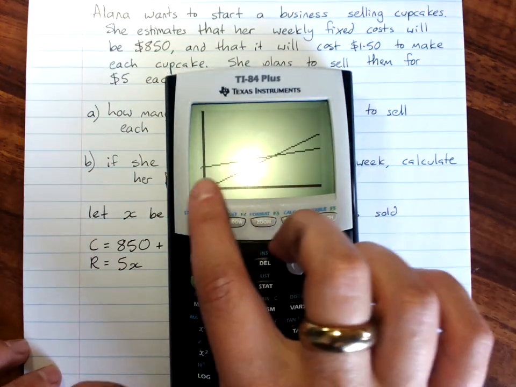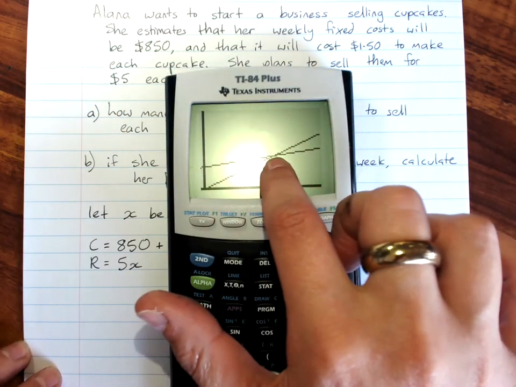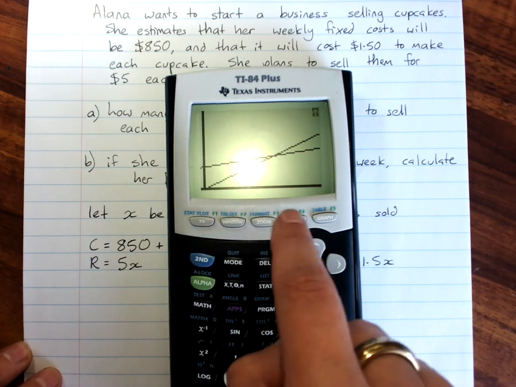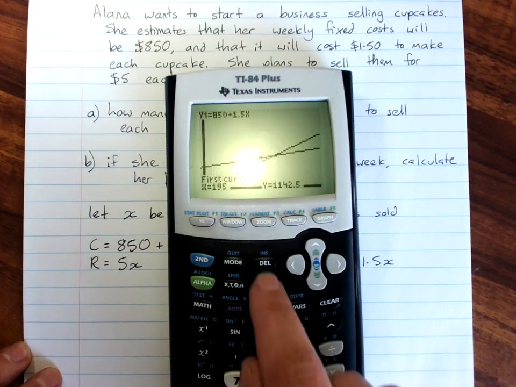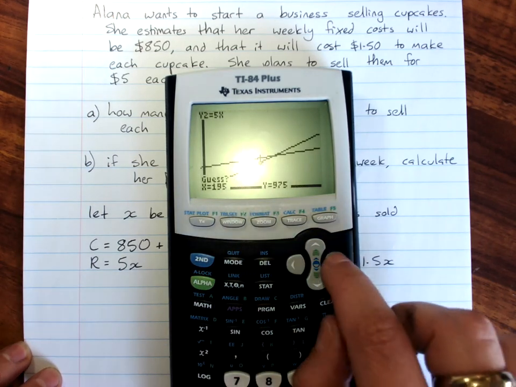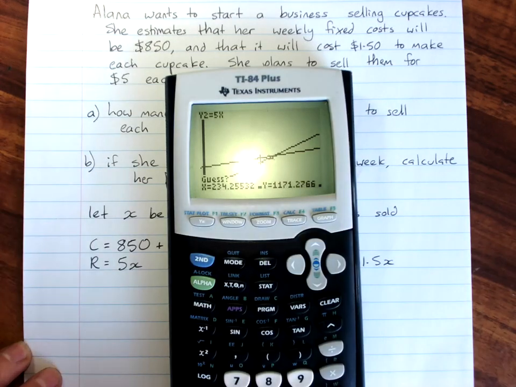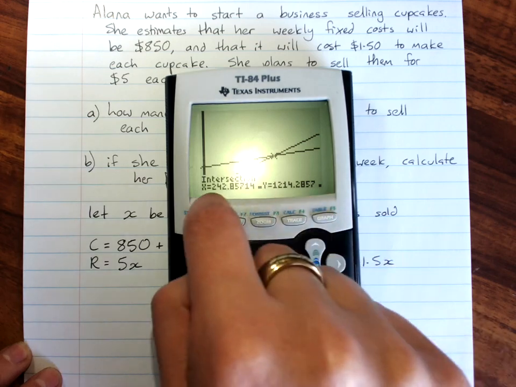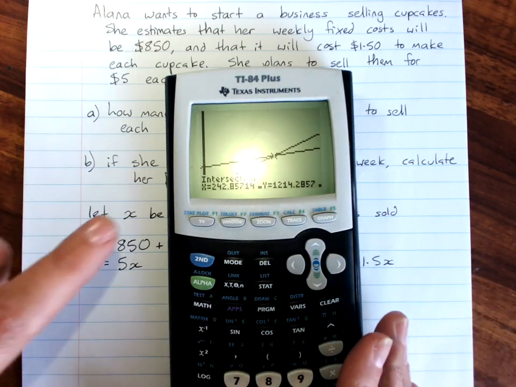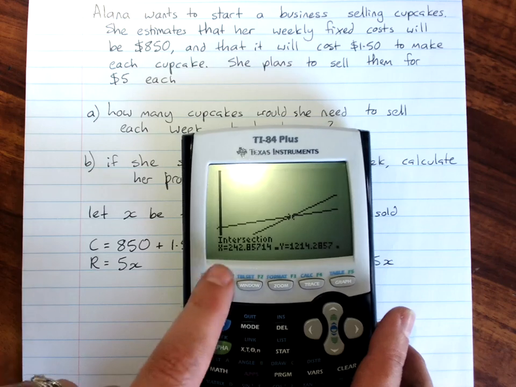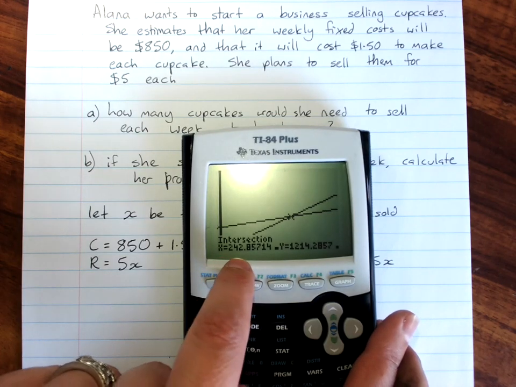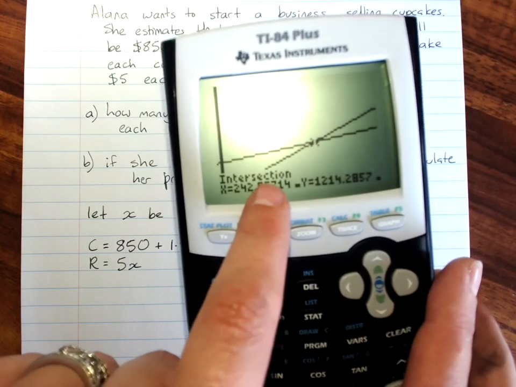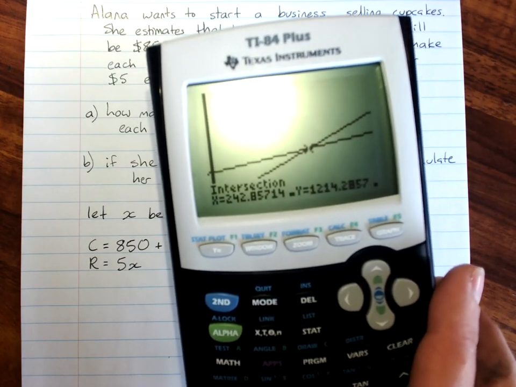From there, we can get the break-even point. It's right here. You remember how to do that, I hope. We go into Calc, intersect, choose the first line, choose the second line, and move to roughly where they cross over. All right, this has calculated our break-even point. If we're allowed to do this on the graphics calculator, then the break-even point is when she's sold 243 cupcakes. Remember, we must round up to the nearest whole cupcake, but we do round up.